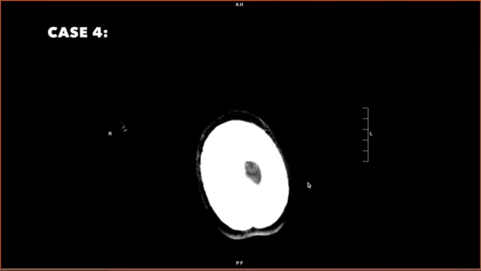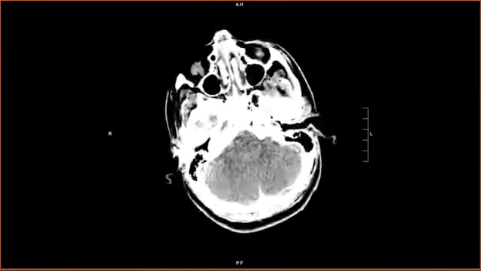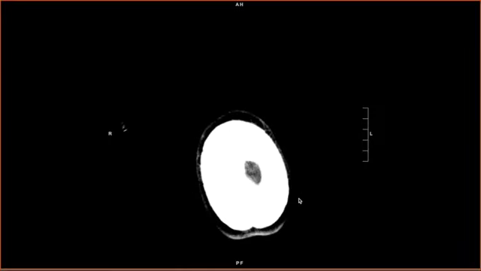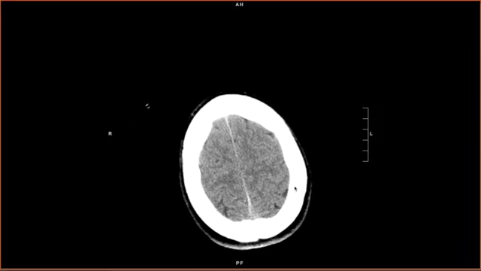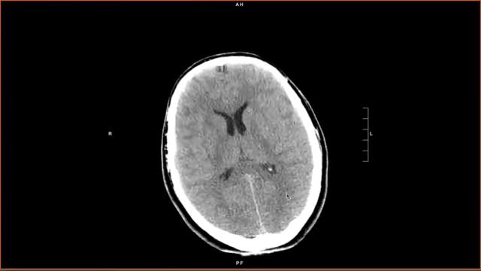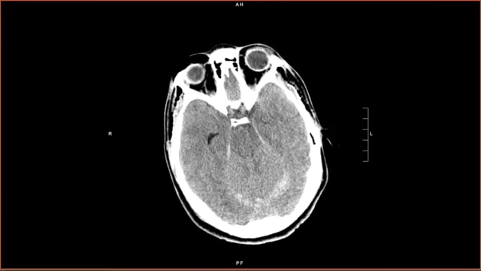Okay, case 4, this is a trauma. First, take a couple scrolls through, look for anything big, and then take our dedicated runs. Our first run again is mass effect. As I scroll down, I notice that the sulci are a little bit tight bilaterally. There's no significant midline shift. I look for the suprasellar cistern, and I can't really see it.